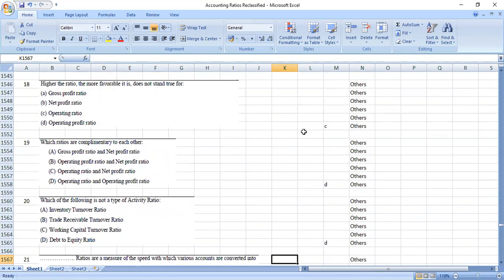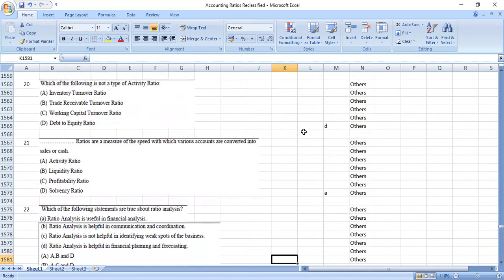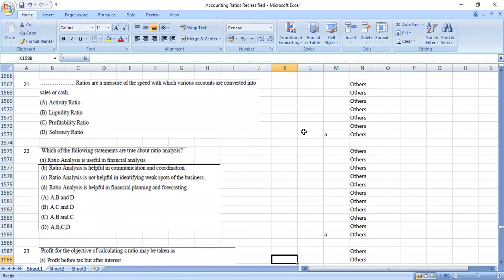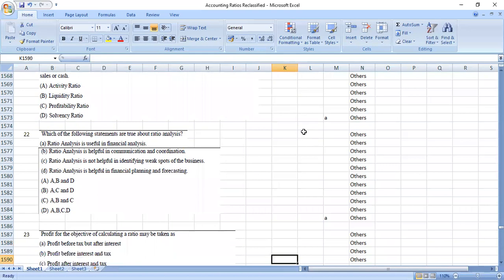Which ratios are complementary to each other? Operating ratio and operating profit ratio. One increases, the other decreases. Which of the following is not a type of activity ratio? Debt equity ratio is a solvency ratio. It is not a type of activity ratio. 21. Dash ratios are a measure of the speed with which various accounts are converted into sales or cash. Activity ratio. Activity ratio talks about the number of times it gets converted into cash, all the activities done, trade receivables, how often, how soon it gets converted, how delayed it is in getting converted, all those things. So activity ratio.